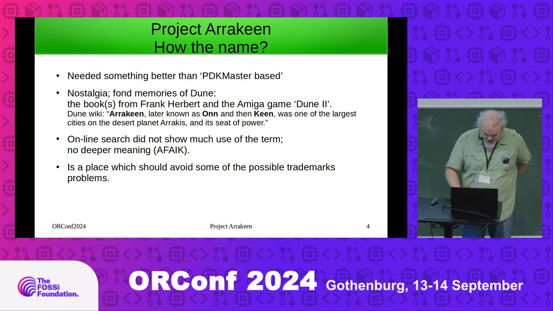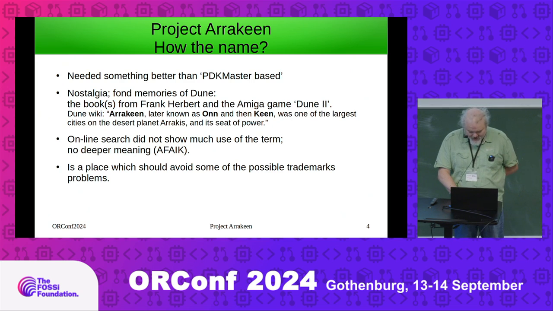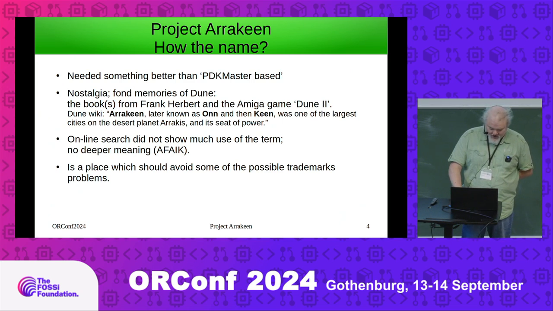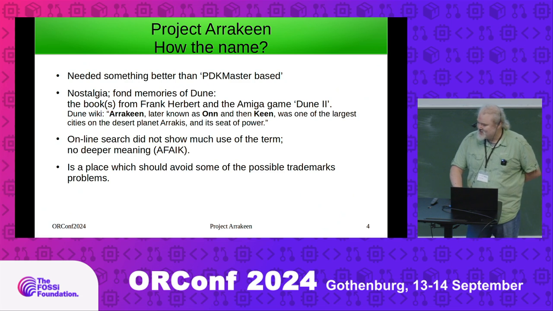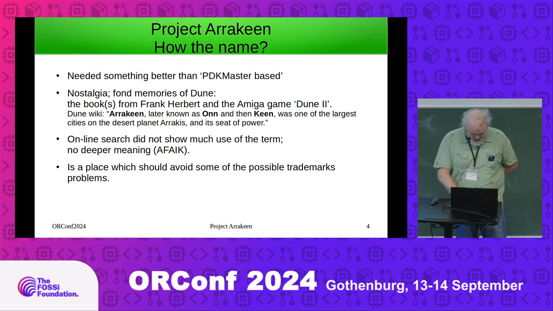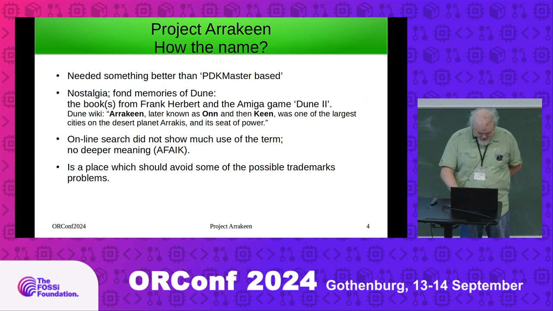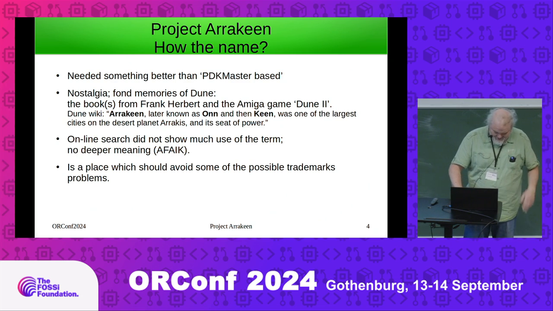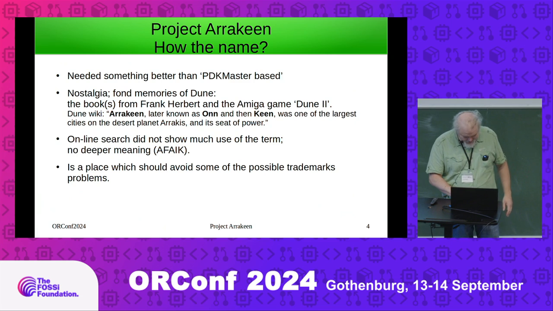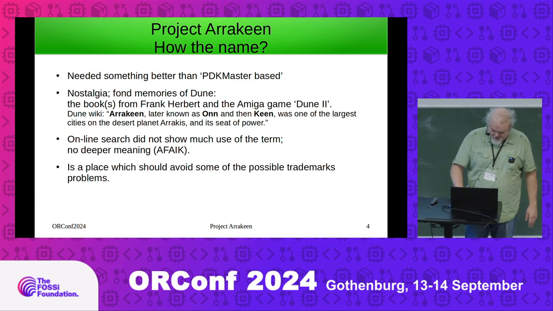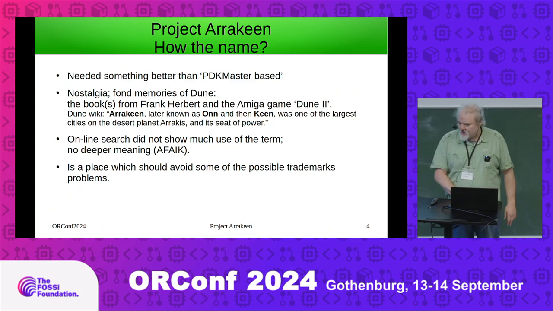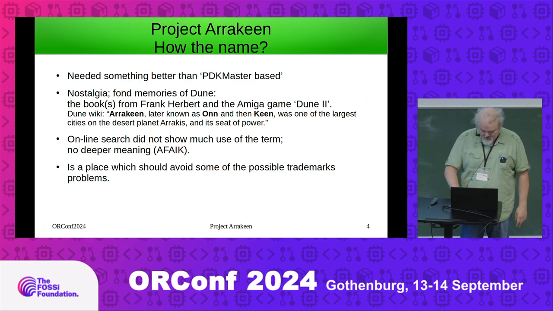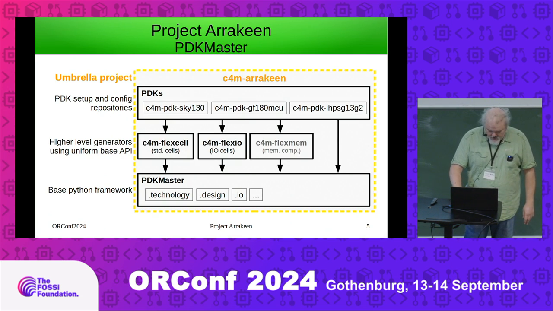Arrakeen, later known as Onn and then Keen, was one of the largest cities of the desert planet Arrakis, the seat of power. So people who have read Dune will know it's a city on the planet Arrakis. For the rest, I don't think it has any further deeper meaning. Probably some psychologists will say you use this because of that, but I don't think so. And it's a place, so it should avoid some of the possible trademark problems that you can get with using something that has been used by other people. So this is the setup.